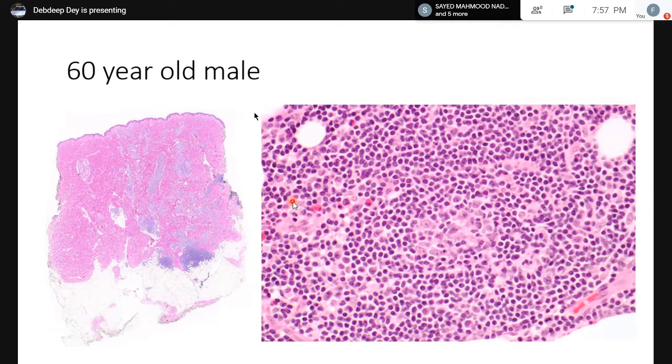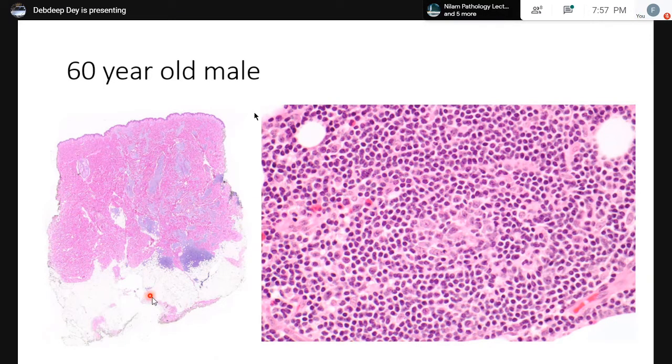So this is a skin biopsy of a 60-year-old male. I've put in a scanning low power photo just to highlight how subtle the lymphoid infiltrate can be. So when you get a skin biopsy and you're thinking that it could be a lymphoid process, in skin you may have a lot of reactive infiltrates, like Jessner's lymphocytic infiltrate, which can mimic it.